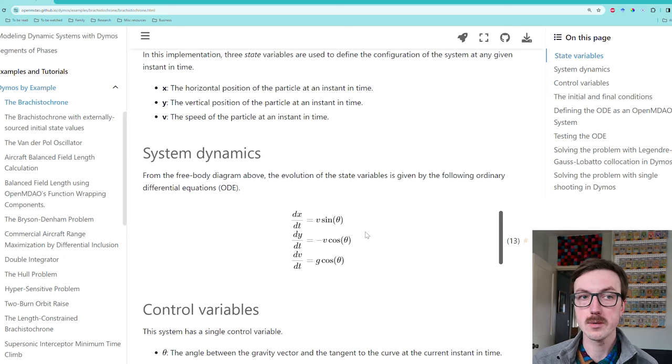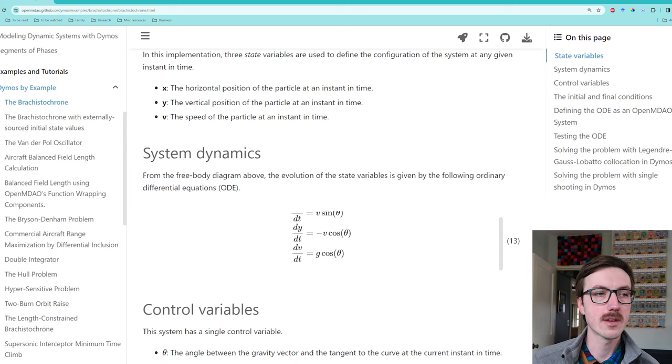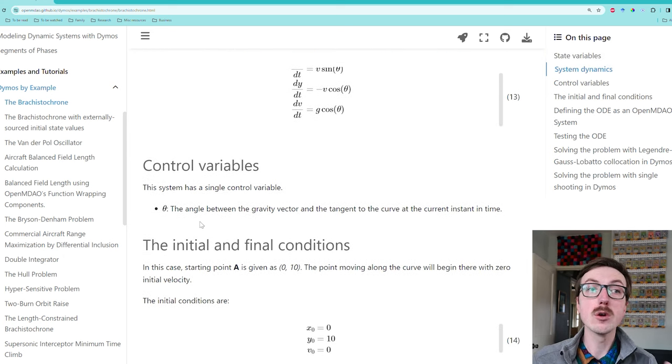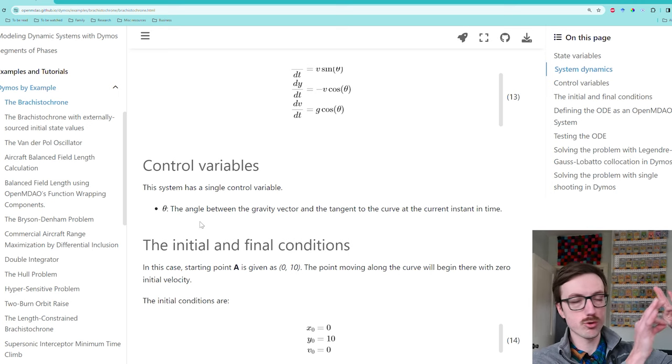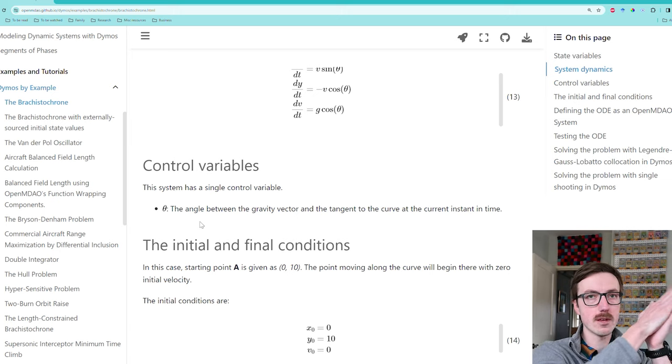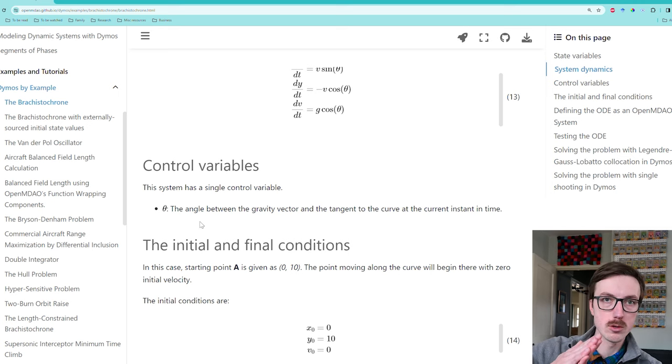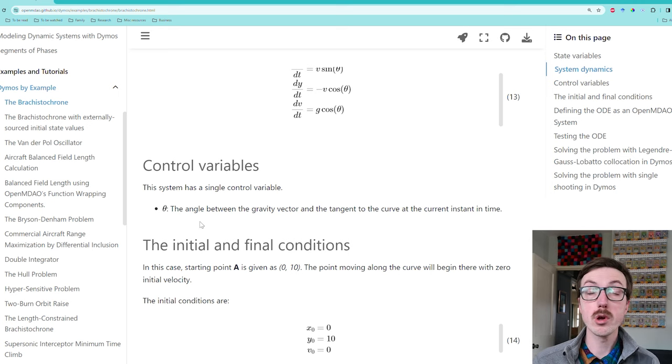Okay, now I told you that this series is called Learning Optimal Control. Where do the controls come into play? Well, in this case, we have one control variable. It's the angle between the gravity vector and the tangent line of the curve. What I mean by this, and I'm just reiterating, is that if we have a little wire here and we're bending it, theta is essentially saying where it is being bent to, what direction it's being bent in. We're going to allow Dymos, in this case the optimizer, to control theta in time.